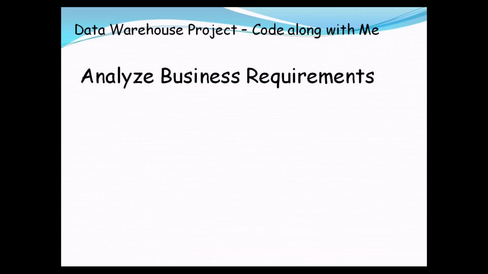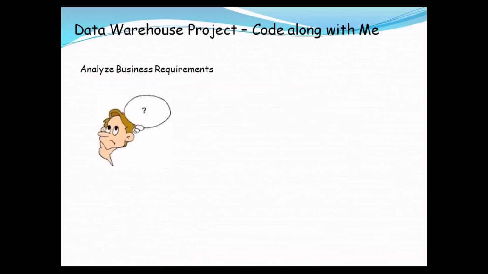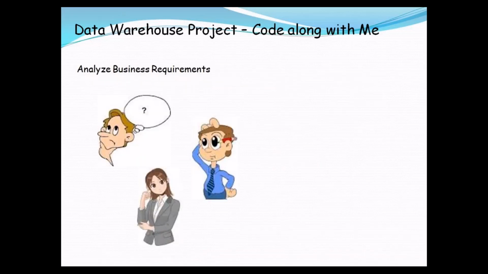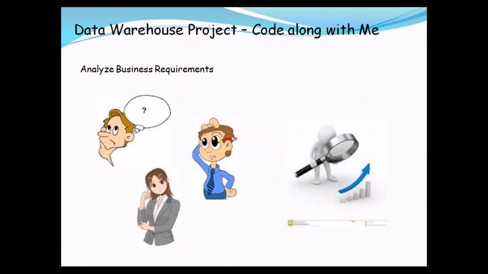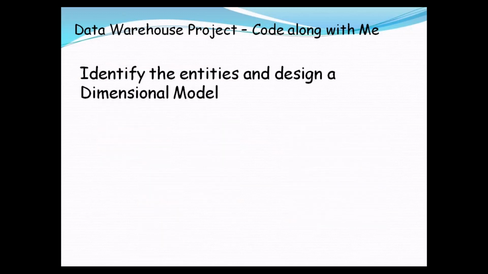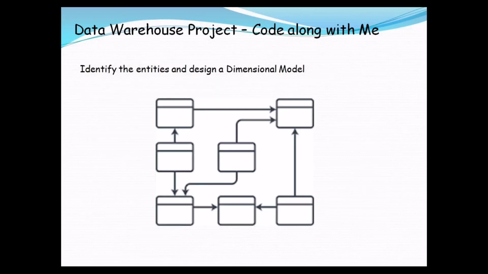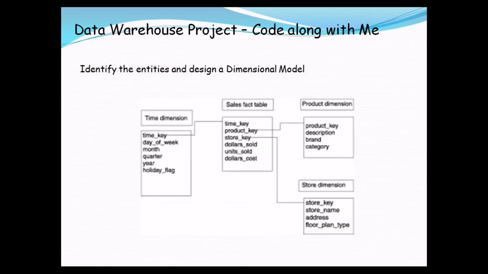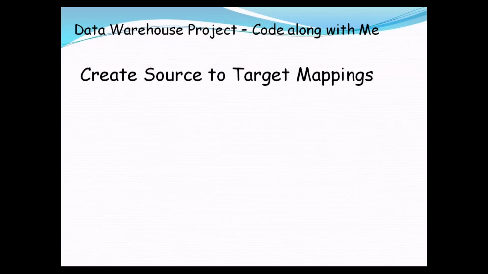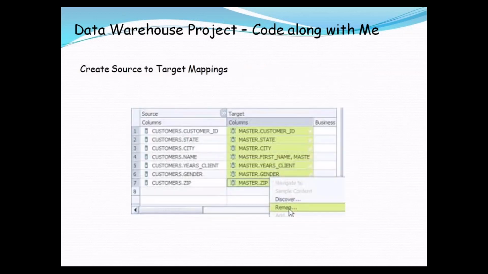Step 1 would be to analyze the business requirements. Based on the understanding that we develop together, we would proceed to step 2, which is designing the data model. This would involve creating the conceptual, logical, physical, dimensional models using the Erwin data modeling tool. Once the data model has been designed and implemented in the SQL Server database, we would create the source to target mappings which are needed for the development of the ETL workflows.